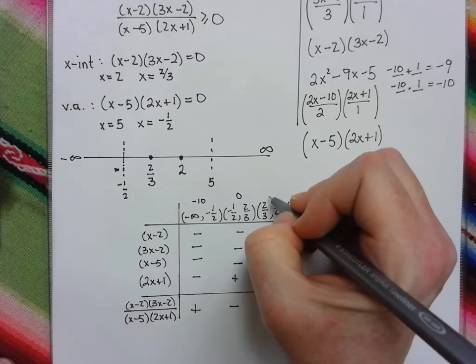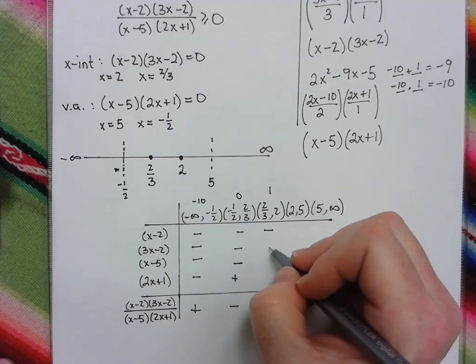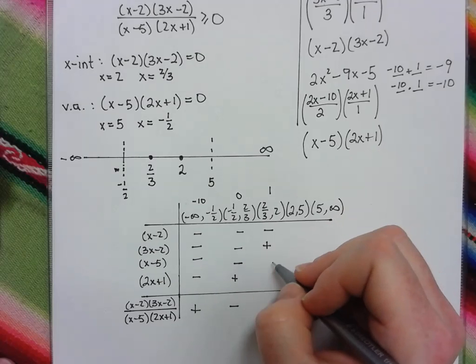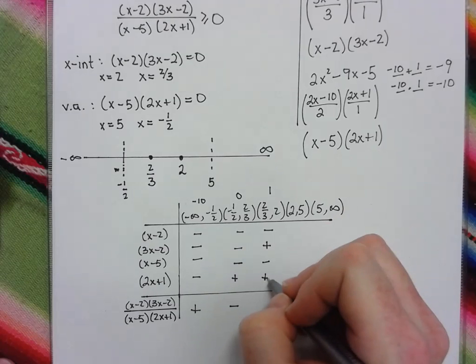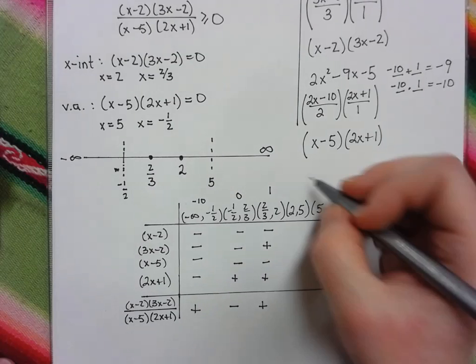Between 2/3 and 2, I can try 1. So 1 minus 2 is negative 1. 3 minus 2 is 1. 1 minus 5 is negative 4. And 2 plus 1 is 3. So I have two negatives that make a positive and two positives, so I have a positive.